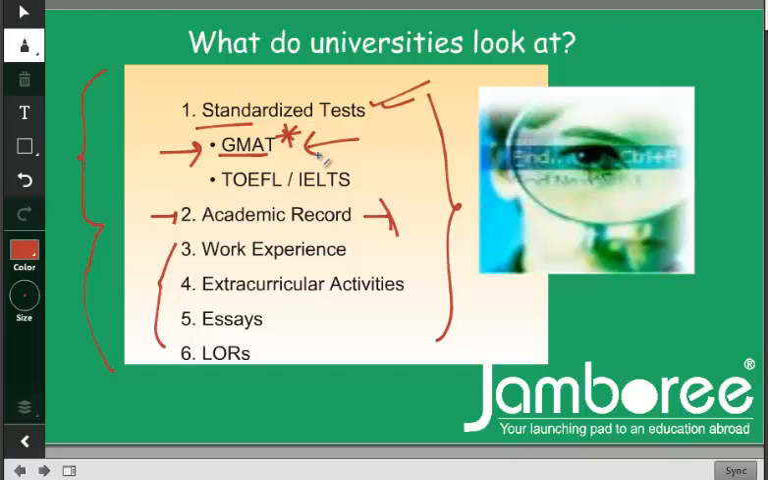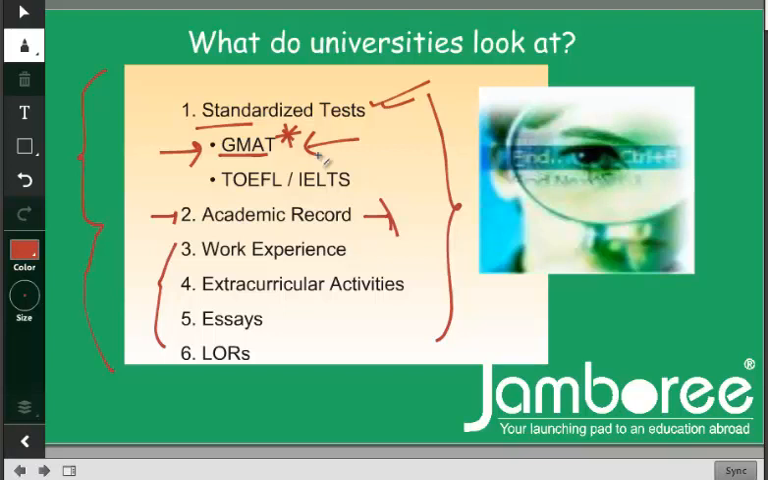Another important thing about the GMAT score is that Indians tend to score very high on the GMAT exam. The average GMAT score of Indians is a little more than 550, which is pretty high as compared to other countries.